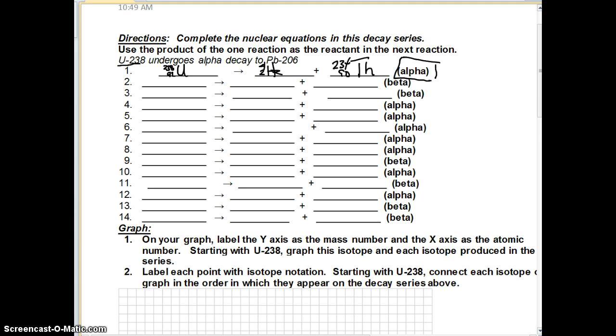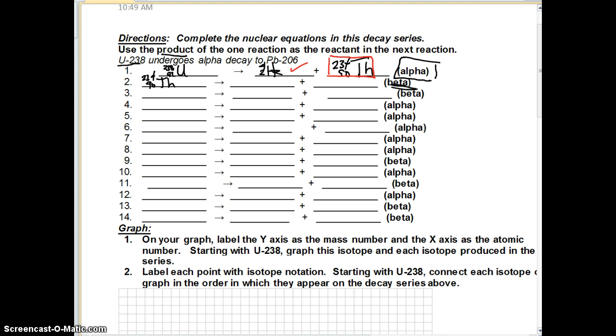Now, because this is a decay series, the product of one reaction is going to be this guy right here. It might occasionally be written over here too. It doesn't matter. Those things can be mixed up. It's not a big deal. And that is going to become our reactant in number 2. So I'm going to take what I just boxed there in red, and write 234 over here. I believe it was 90 Th.